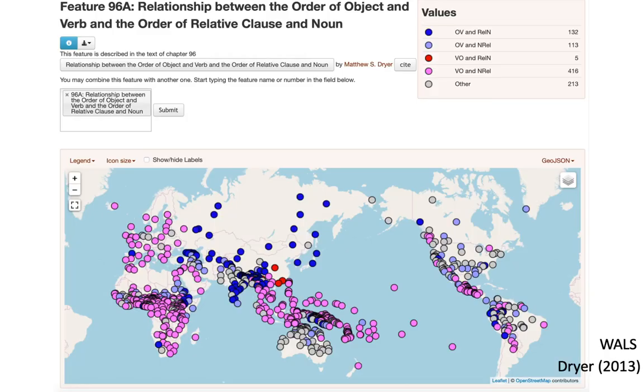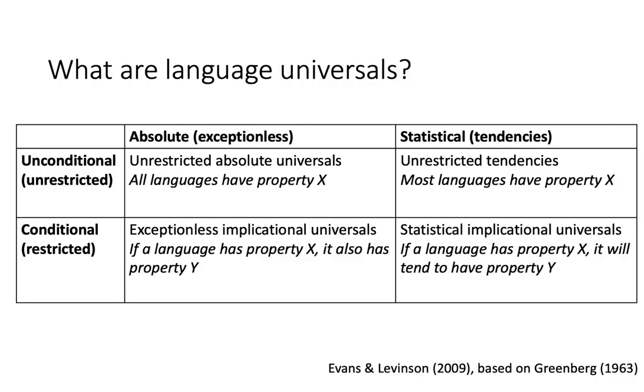If you look at the distribution of these two colors of blue, it seems that there is an areal effect, such that verb-final languages and relative clause-noun order is frequent in Eurasia, but not elsewhere. Languages with verb-object order are actually almost all noun-relative clause order, so that part of the statement by Lehmann is still correct.